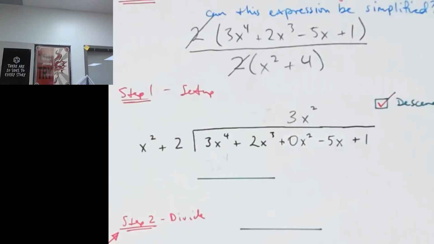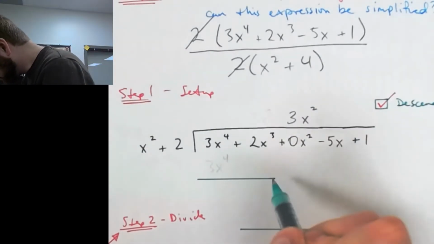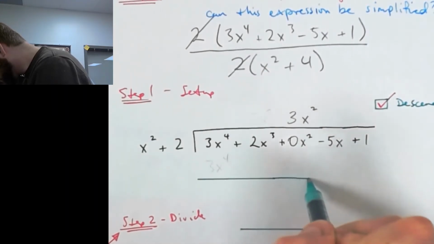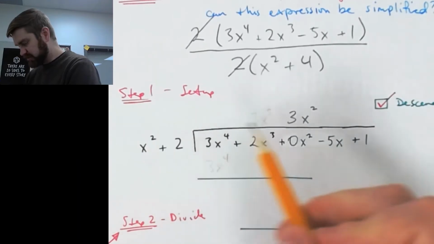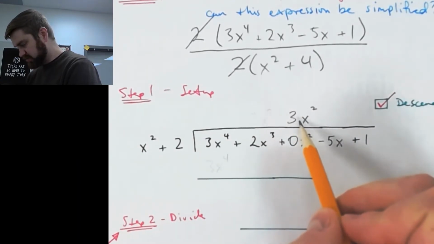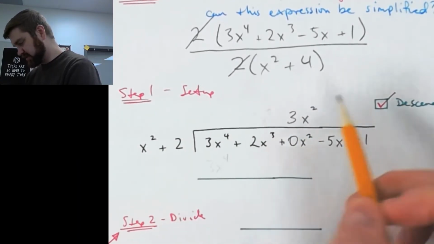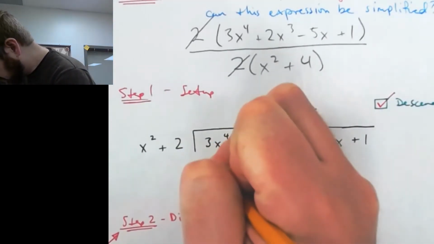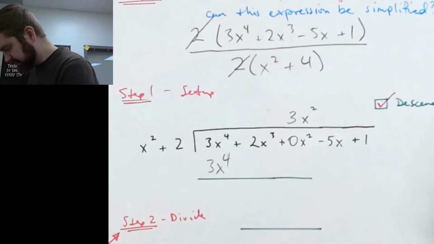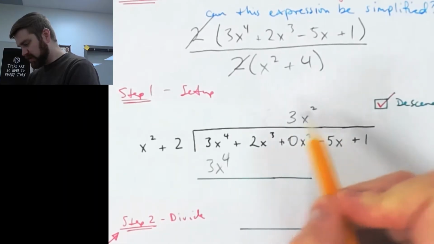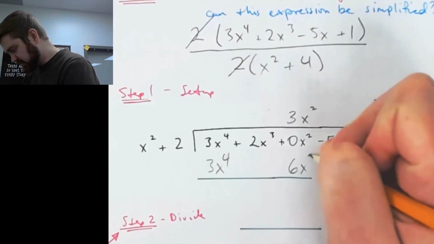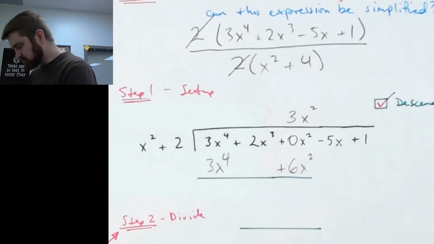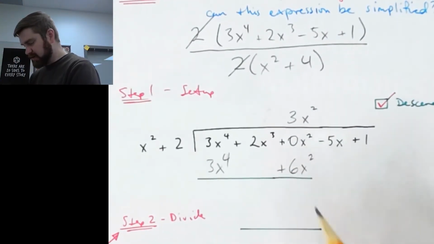Okay, and then I'm going to grab my green pen here and just extend the line a little bit. Okay, and so when I do this, I go x squared times 3x squared, I get 3x to the power of 4. And then 3x squared times 2, I get 6x squared.